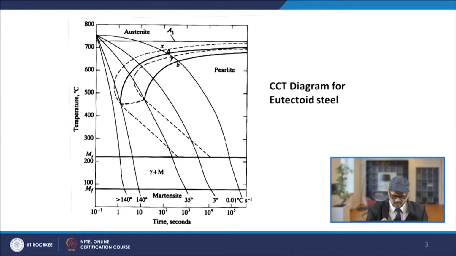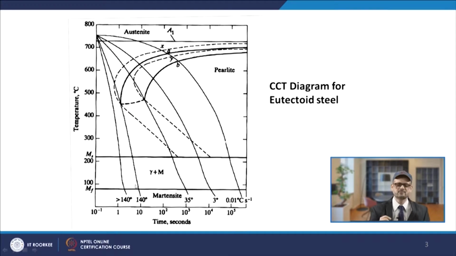Now, if you look at this 140 degrees C per second cooling rate, it is quite a high cooling rate. This is just missing the pearlitic curve, and it is also not entering the bainitic zone. In the bottom side you have the bainitic zone. So, this 140 degrees C per second line is basically missing that pearlitic start curve.